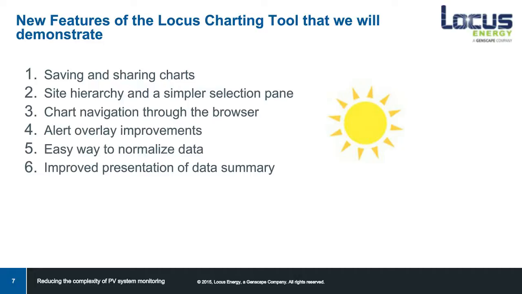You can now use browser functionality to move forward and backwards throughout. So you can go to a previous zoom or forward zoom by using the back and forward button. We have improved the way that alerts are visualized in the charting tool. That allows you to overlay alerts, see the different types of alerts that are on there, as well as if it is an open alert or closed alert. We've provided easier and more seamless ways to normalize this data, and we have provided an improved presentation of data summary.